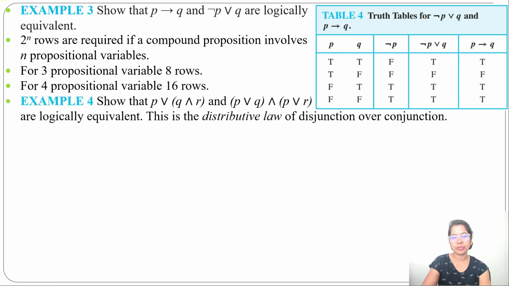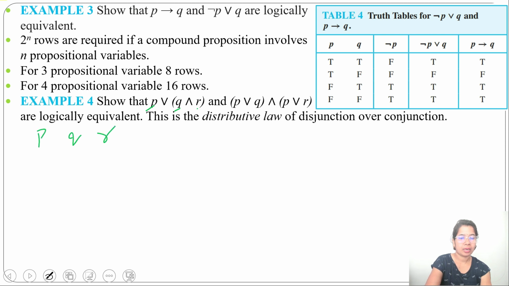Next example 4, so that P or (Q and R) and (P or Q) and (P or R) are logically equivalent. This is the distributive law of disjunction over conjunction. In today's lecture, I am just showing how we can check whether these two are equivalent. In the next lecture, I will discuss all the laws like identity, commutative, distributive. Now there are 3 propositional variables P, Q, R. So there will be 8 rows.